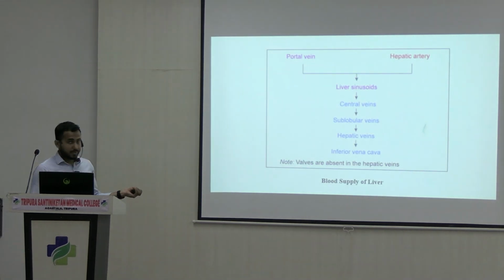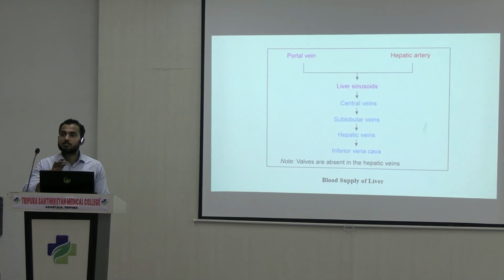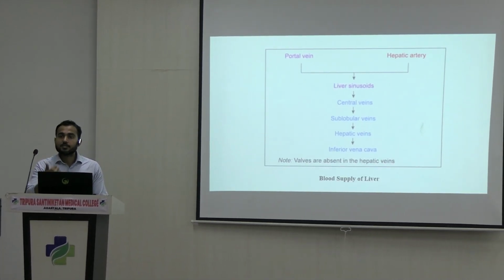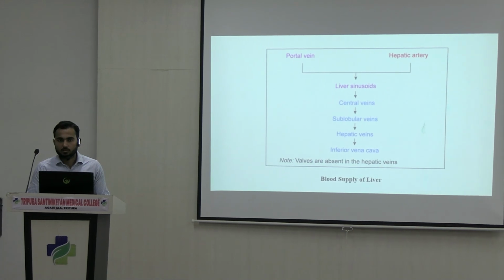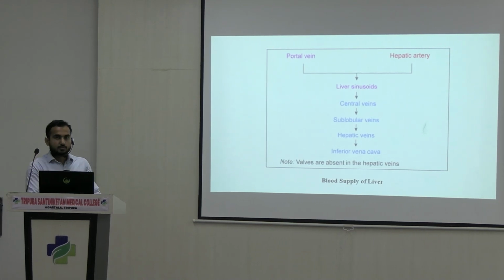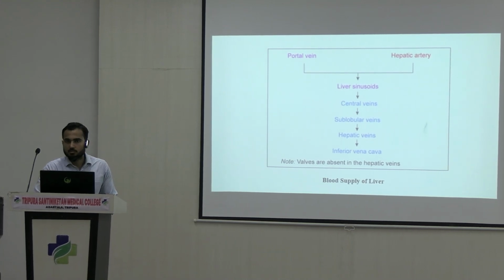Next, this is the blood supply of the liver. That means not the blood vessels which are supplying the liver, but blood supply of the liver means how the blood is flowing inside the liver. For example, if you remember the splenic circulation, do you remember the splenic circulation?